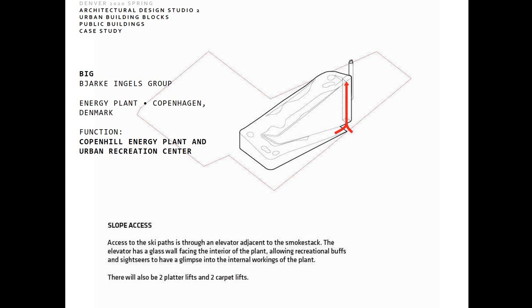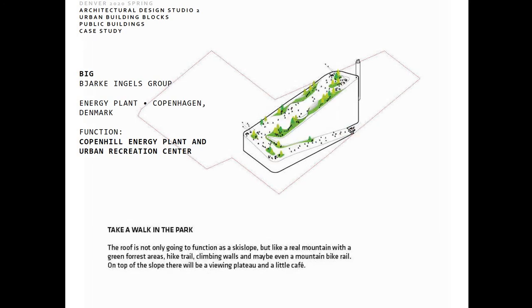Access to the slopes passes through an elevator ejecting the smokestacks. The elevator has a glass wall facing the interior of the plant, allowing recreational buffs and sightseers to have a glimpse into the inner workings of the plant. There will also be 2 plateau lifts and 2 carpet lifts. The roof is not only going to function as a ski slope, but like a real mountain with green forest areas, hiking trails, climbing walls, and maybe even a mountain bike trail. On top of the slope there will be a viewing plateau and a little cafe.